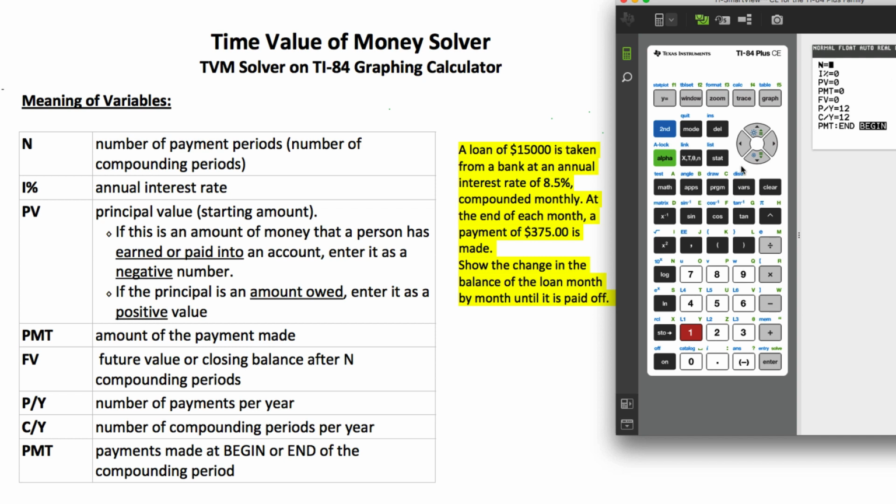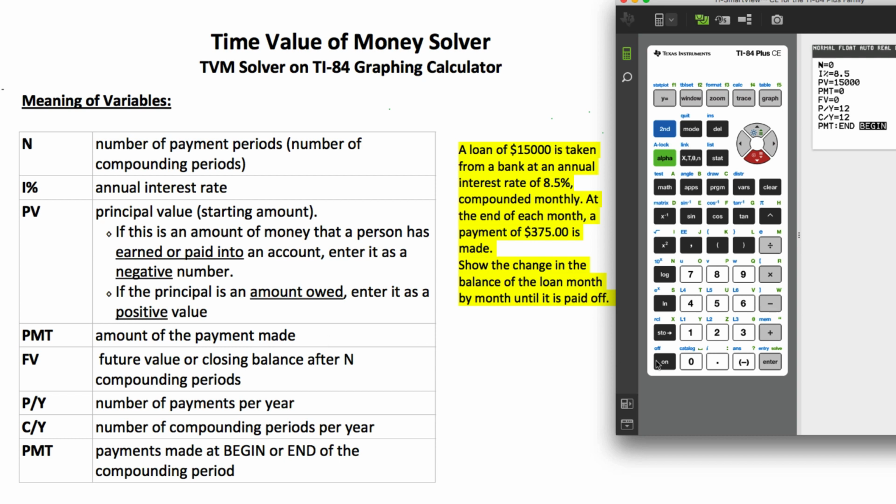So I'm going to leave the n blank because that's what I'm solving for. I'm going to fill in all the other variables. I is the interest rate, 8.5%. The PV is the principal value. This is your starting value of the loan, which is $15,000. And as you can see by the notes here, the way the PV button works on this calculator, if the principal is an amount owed, it's an amount you owe back, it's a loan, you're going to enter that $15,000 as a positive value. When you make a payment with this button, that's when you enter a negative, which is what our payment is.